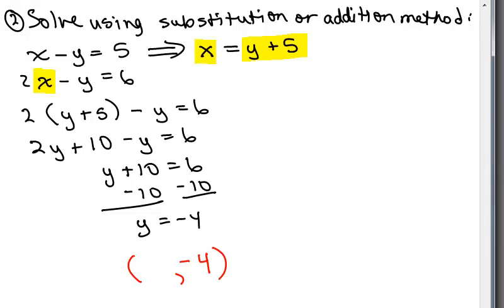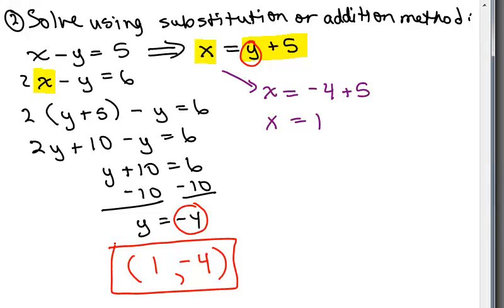Now I want to take that y value of negative 4 and plug it into the equation up here so that I can figure out what x equals. So x equals negative 4 plus 5, so x equals 1. Now I'm going to take that value and put it here. And there's my solution.